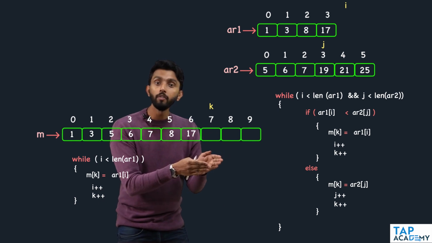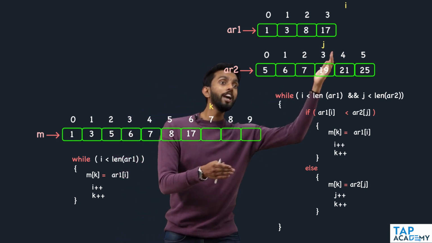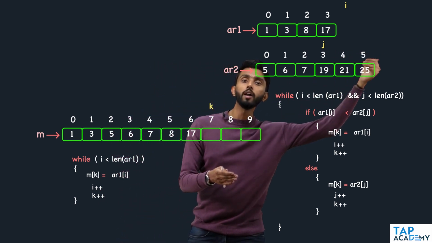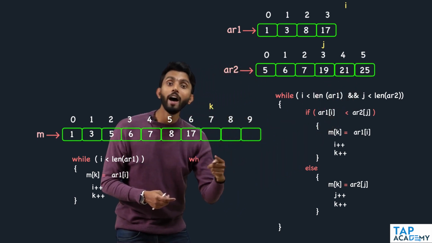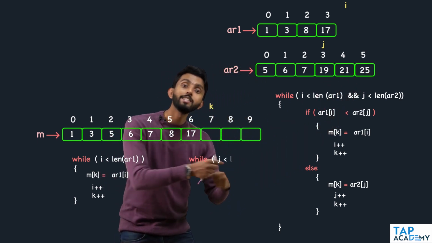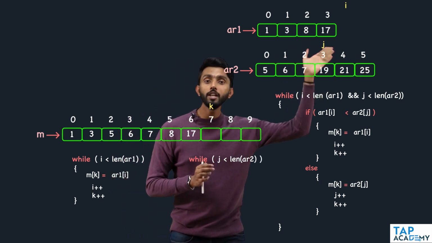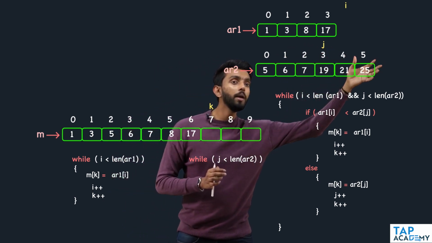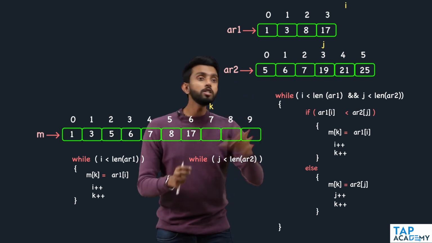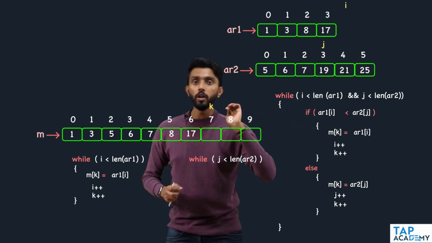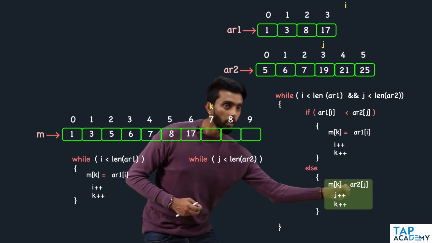One more loop I will write where I will check if j is still inside the boundary of the array. What is the condition? As long as j is less than the length of array 2. It means j is still inside. If j is still inside, take the remaining elements and put them here. And what is the logic to copy an element from j and put it inside m? This is the logic. Copy that, put it here.